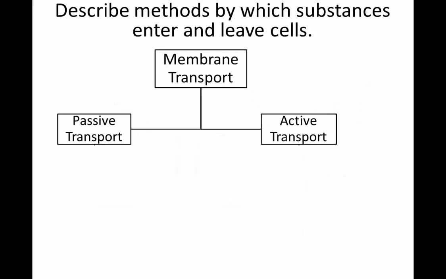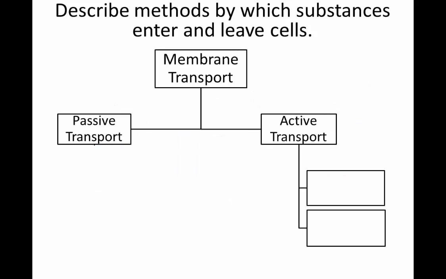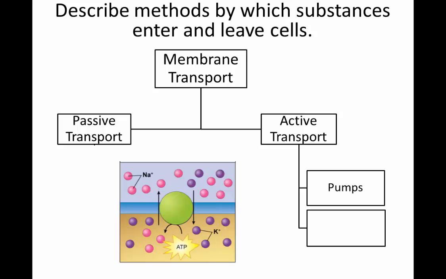Let's take a look then at active transport. There are two forms of active transport. The first are pumps. Here's an example of a protein in green that's inside the plasma membrane of a cell. This is a pump, and we'll talk about this pump later on.